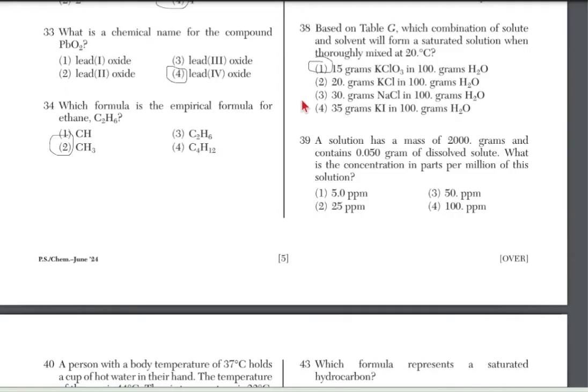A solution has a mass of 2,000 grams and contains 0.05 gram of dissolved solute. What is the concentration in parts per million of this solution? To solve this problem, you have to turn to the back page of the reference table and look at the equation: parts per million is equal to mass of solute over the mass of solution times a million. If you do the math, the answer is 25, choice 2.